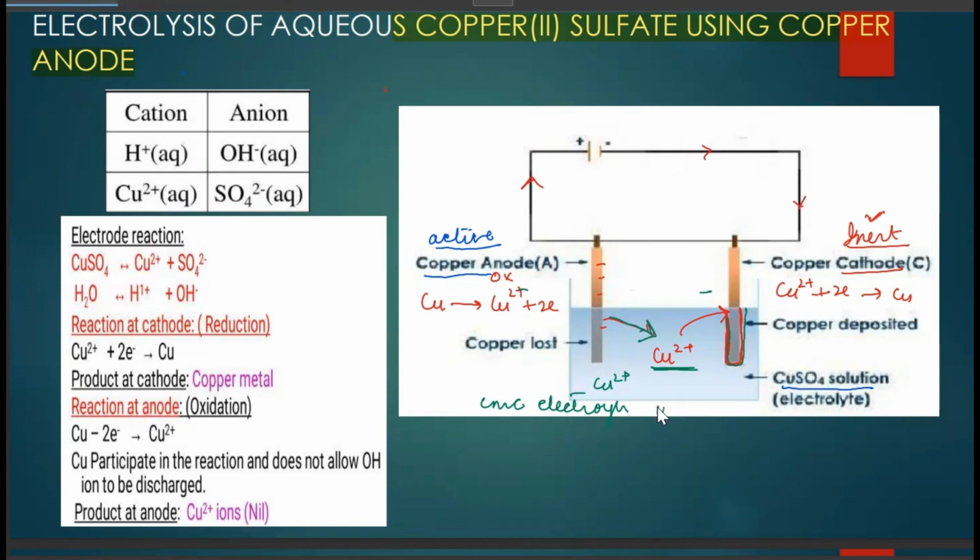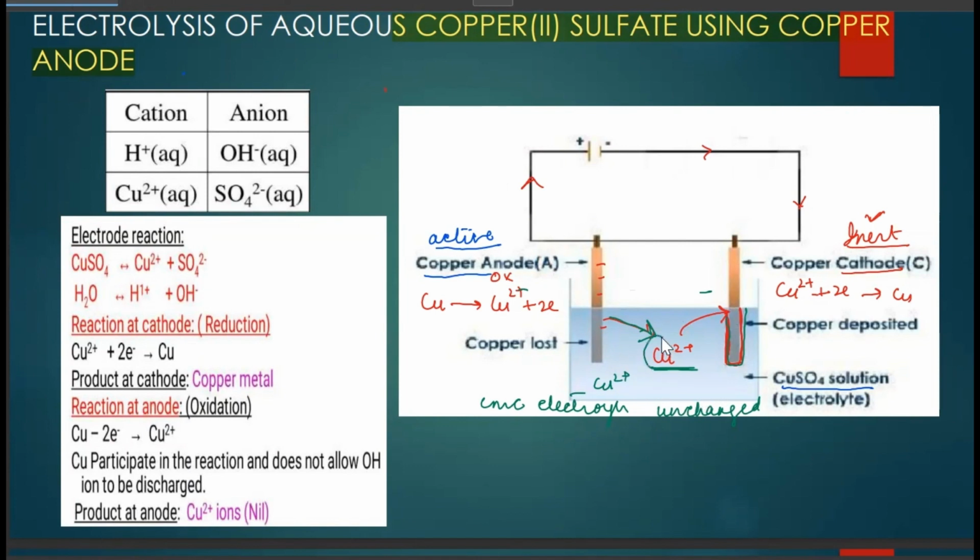The color of the electrolyte will remain blue. Whereas when we were looking at the scenario of the copper sulfate with the inert electrodes, the copper ions from the electrolyte were depositing. So the copper ion concentration was decreasing. That's why the copper electrolyte's blue color was fading off.